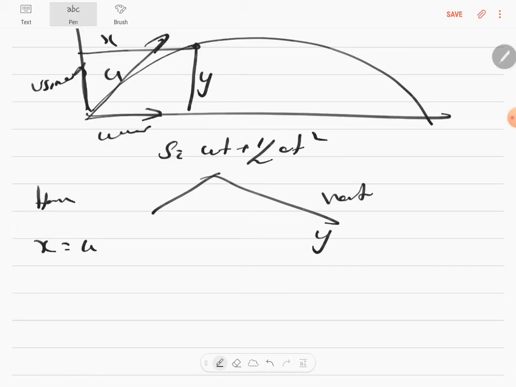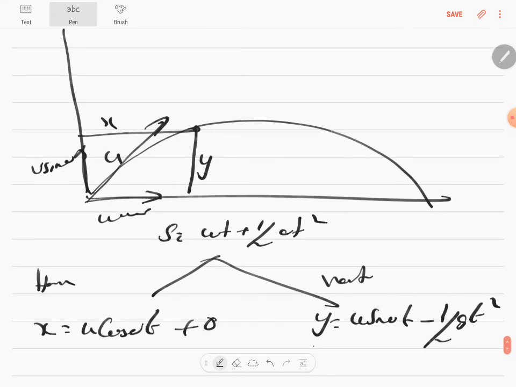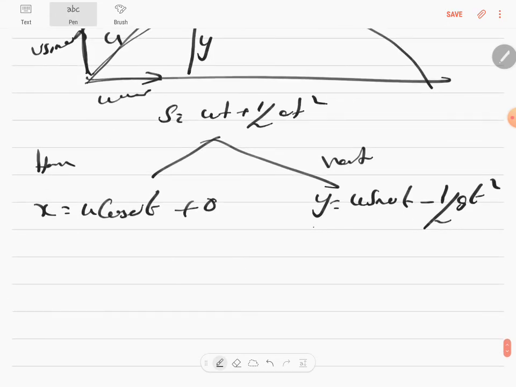So horizontally, x is u cos theta into t. There is no gravity in horizontal. Vertical s is replaced as y, it will be u sin theta into t, but there will be gravity, which is minus half gt square. To get this parabolic, you need a y and an x square. So substitute t as x by u cos theta from this equation, and substitute back here.